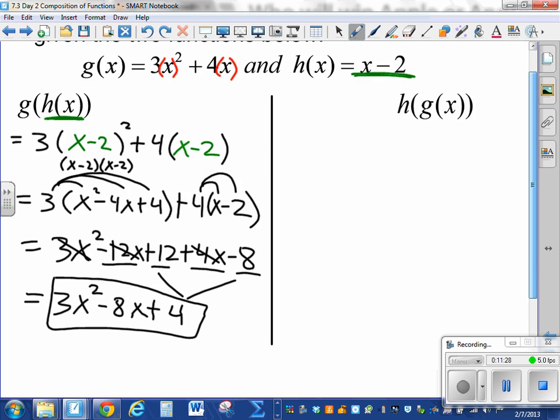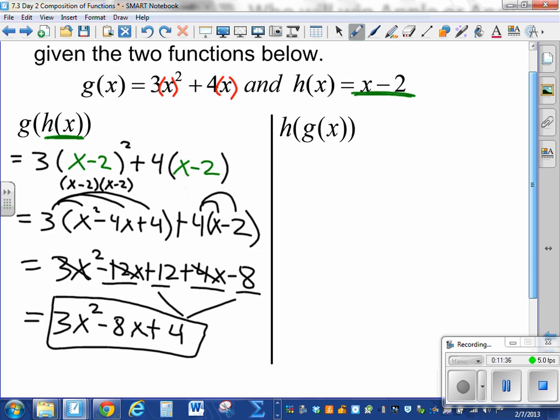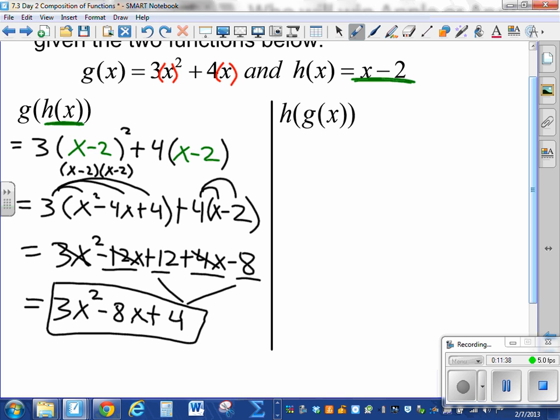All right, next one, h of g of x. Not sure why that's way over there. Whoa, okay. So h of g of x, now I want to put the h on the outside, the g on the inside. So first write your h of x function. So it's going to be a blank spot minus a 2. All right, you're going to fill that in with the g of x. Your g of x is 3x squared plus 4x.